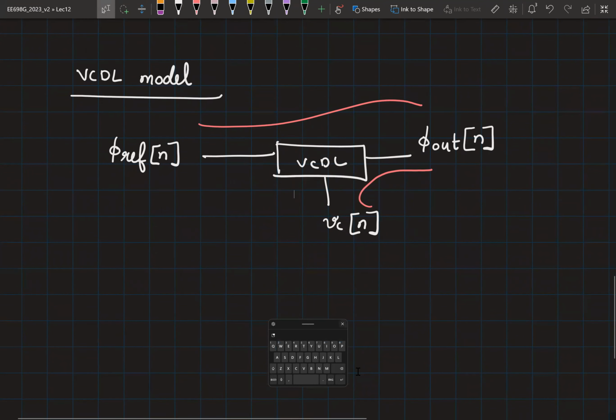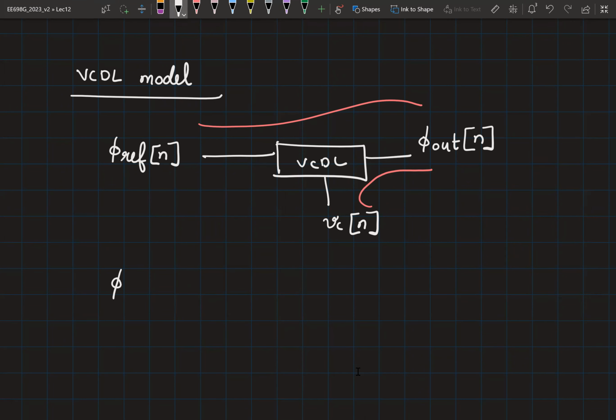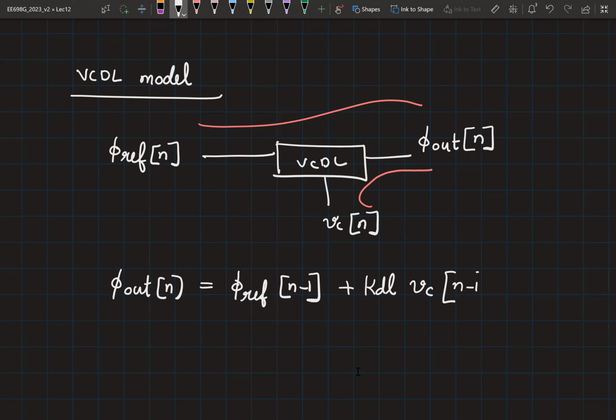So I'm going to write this directly because we discussed this for the continuous time in detail. But phi out of n will be equal to phi ref of n minus 1, because we expect to see a delay of 1 period, plus KDL into VC of, what should it be? n minus 1, because you make a change in VC, we can measure it only at the next edge when the output edge comes out, right? So you can expect at most 1 period delay.